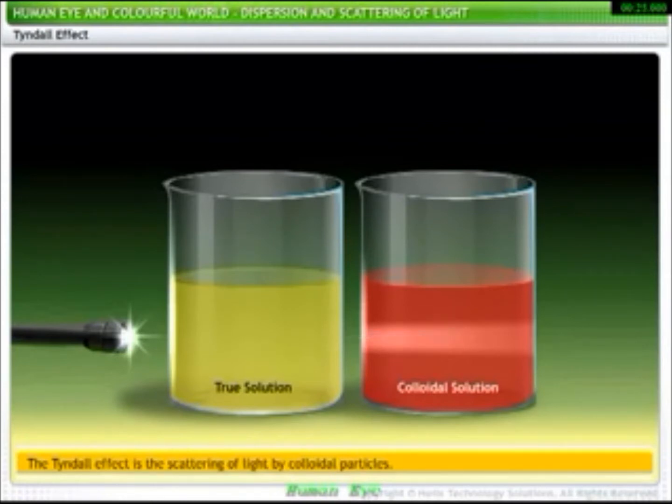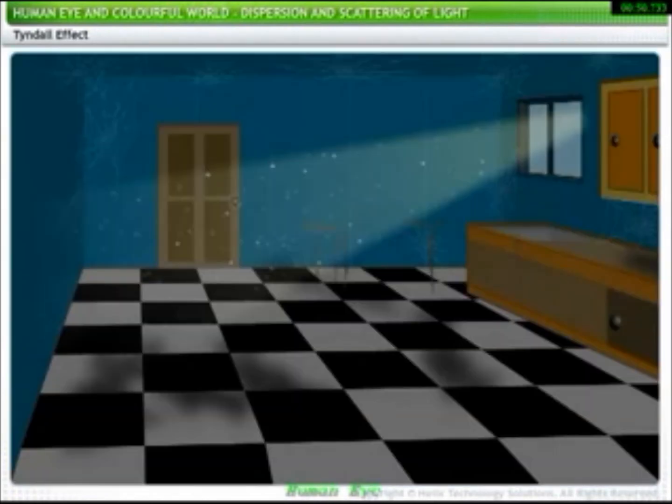When the beam of light is scattered by the colloidal particles in the solution, its path is illuminated. This phenomenon of the scattering of light is called the Tyndall effect. The illuminated path of the beam is called the Tyndall beam. Is it only in colloidal solutions that we see the Tyndall effect? No. You can observe the same even in air laden with dust particles, like in a dusty room.